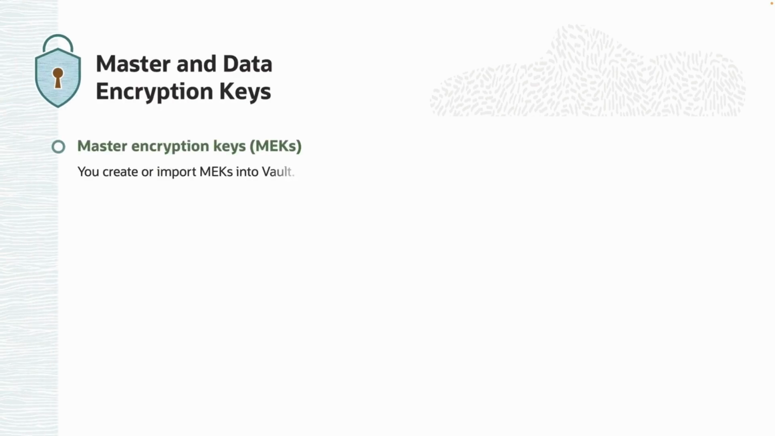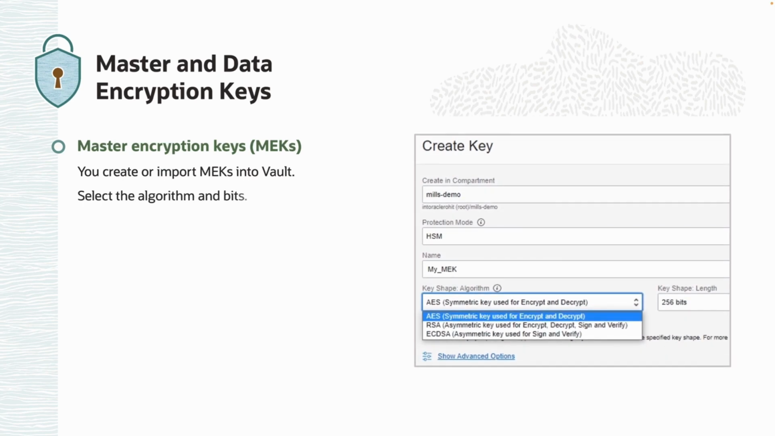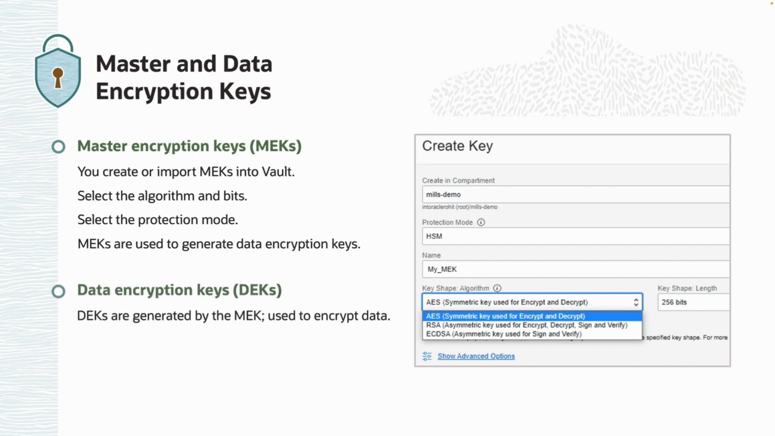To better understand, master encryption keys are the keys that you actually create or import into your vault. You select the encryption algorithm and the key shape, either the number of bits for AES and RSA, or the elliptic curve ID for ECDSA. In addition, there is the concept of data encryption keys, which are generated by using a master encryption key.